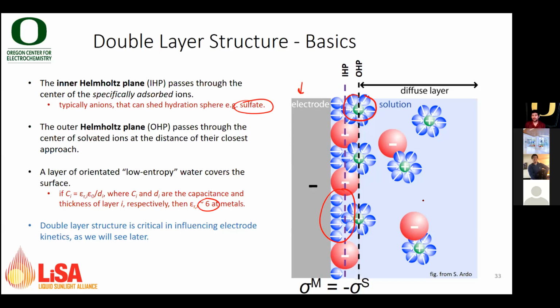So if you think about what kind of reactions we are interested in LiSA, say you have a carbonate anion. Well, if that carbonate is specifically absorbing, and that's part of the reaction, the electrostatic potential drop of transferring a charge to that carbonate is very small. That's an inner sphere reaction. That's different from a Marcus theory outer sphere reaction where you're tunneling through to the outer Helmholtz plane, tunneling through the double layer.